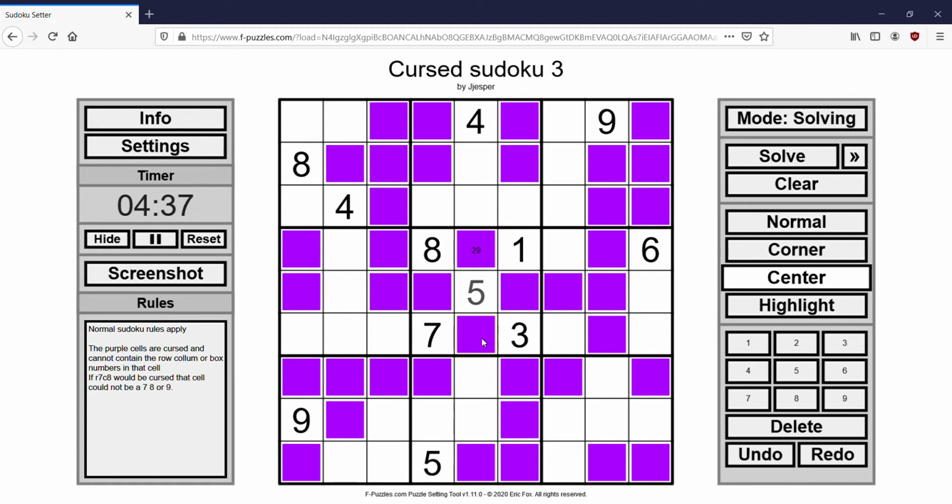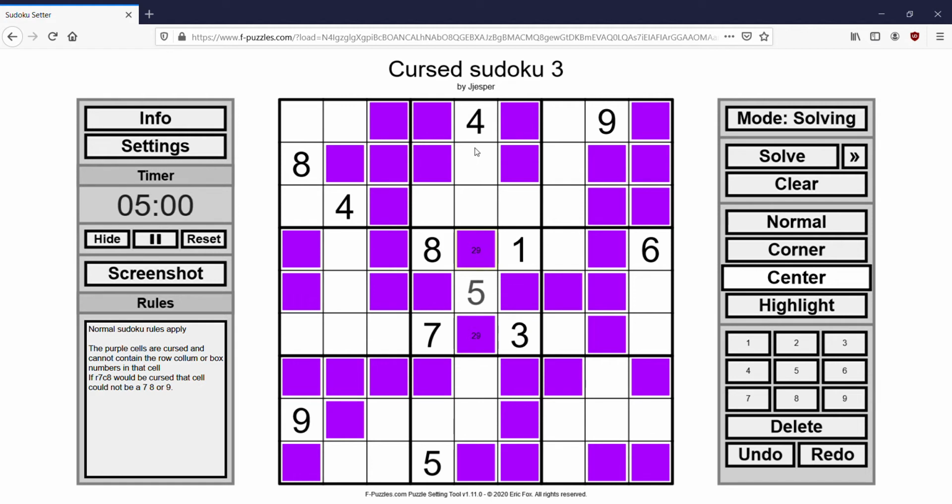And looking down here, it can't be a 1. It can be a 2, not a 3, not a 4, not a 5, not a 6 because it's in row 6 and it's purple, not a 7, not an 8. That can also be a 9. Now the situation I'm in is that I have these two cells that can only be 2 and 9.